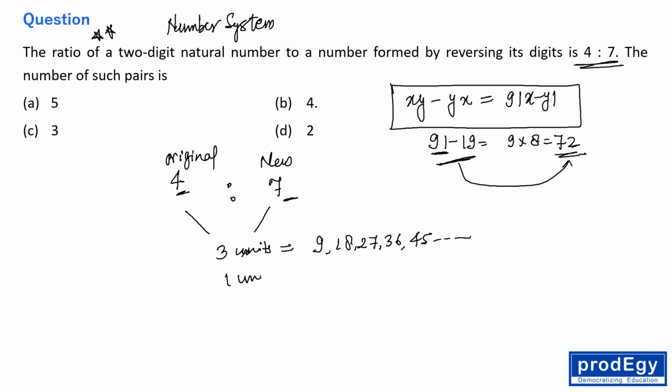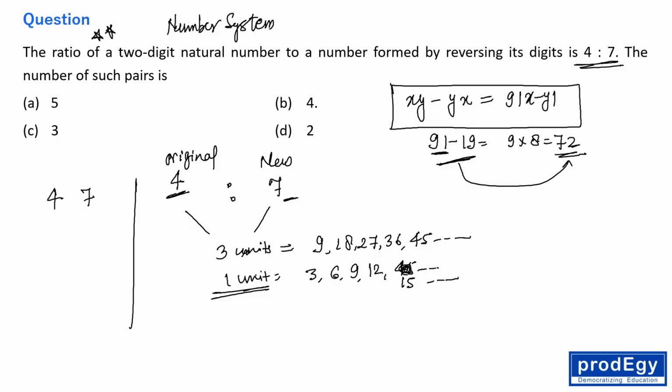So 1 unit is what? 3 units is equal to 9. So 1 unit is 3, then 6, then 9, then 12, then 15 and so on, right? Okay. Now if 1 unit is 3, then 4 units is what? Let me solve it here only. They are in the ratio 4:7. So 1 unit is 3, then 4 units is 4 into 3, which is 12, and 7 into 3, which is 21, right?